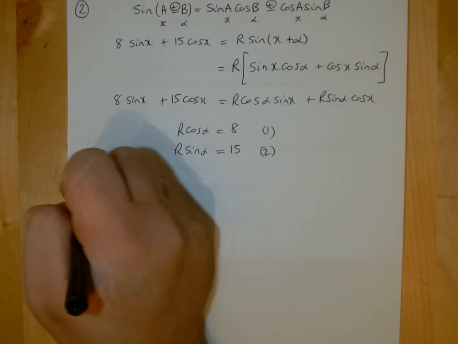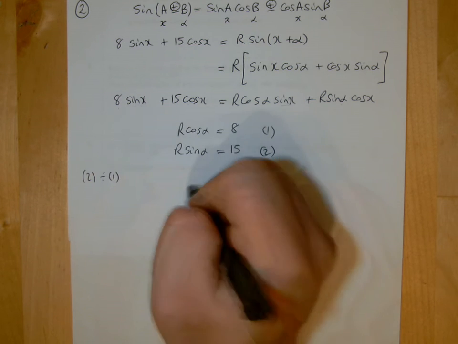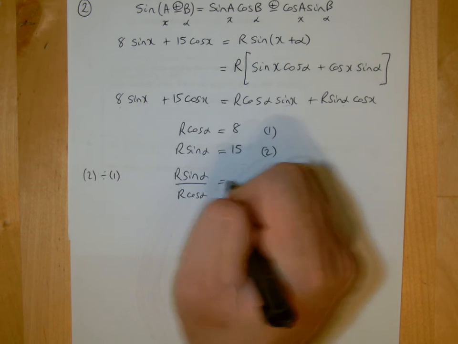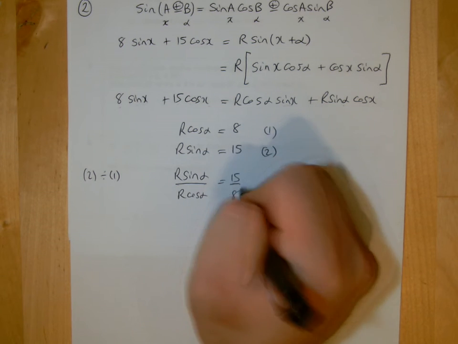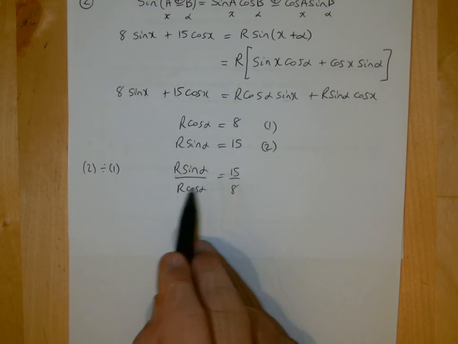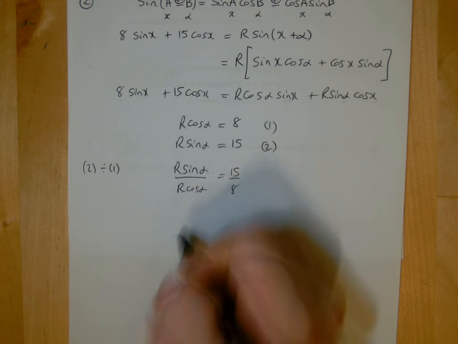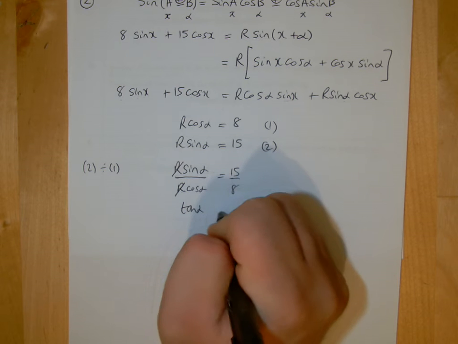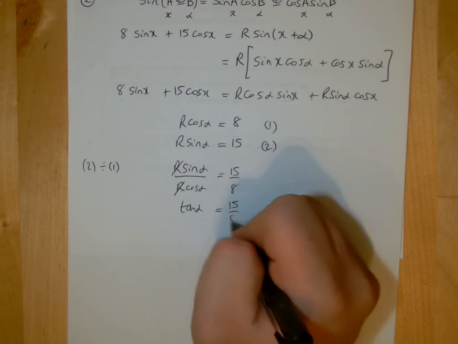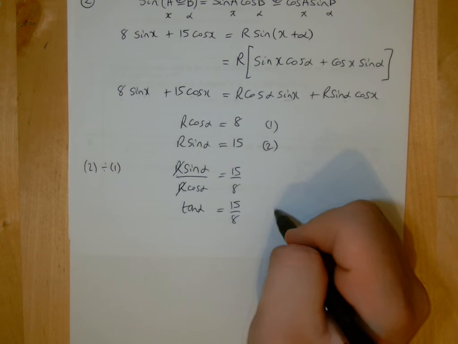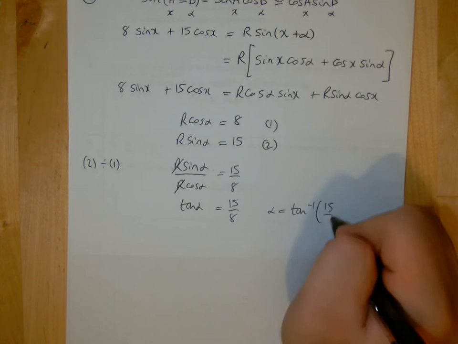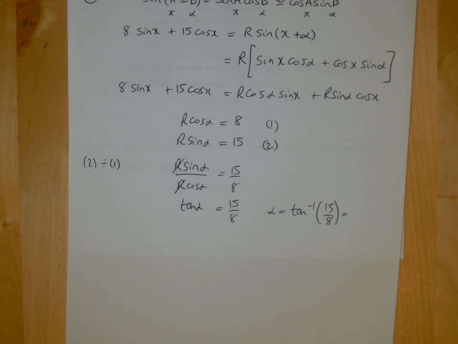If you then divide 2 by 1, you'll have r sine alpha divided by r cos alpha, and 15 divided by 8. So I've just rewritten 2 here, and I've rewritten 1 and then divided them. And what happens, of course, is the r's will cancel, and you get tan alpha, because that's what sine over cos is, 15 over 8. And then that allows you to get alpha. So to get alpha, you just do tan to the minus 1. And of course, they just want the answer that's between 0 and 90, okay?